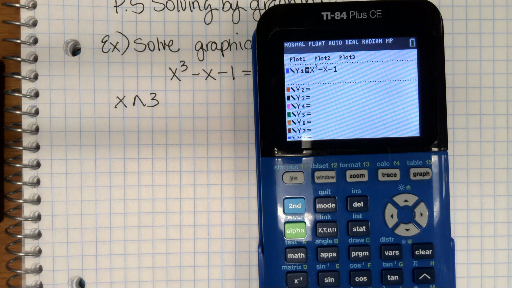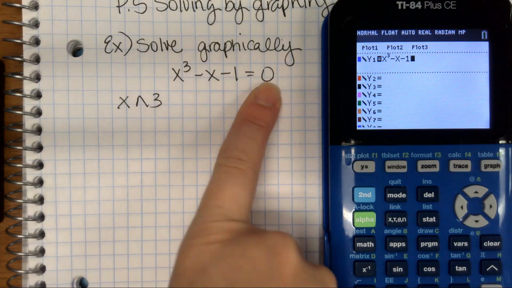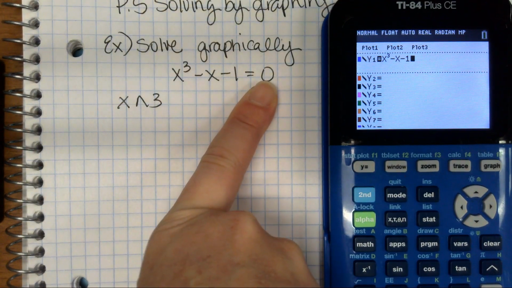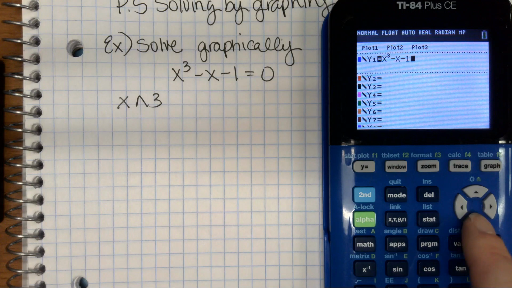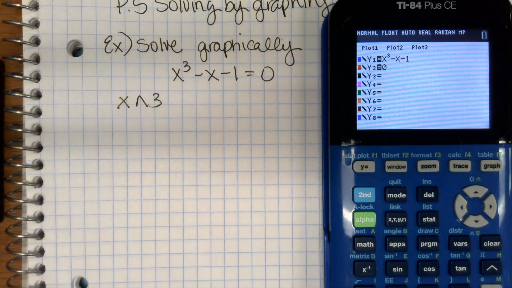Mm-hmm. Now, the other thing you're going to do is put in what's on the other side. In this case, it's a 0. Sometimes it's not a 0. We're going to put that in y2. Because there is a function on our calculators that finds the intersection between two graphs, and that's what we're looking for in our solution.